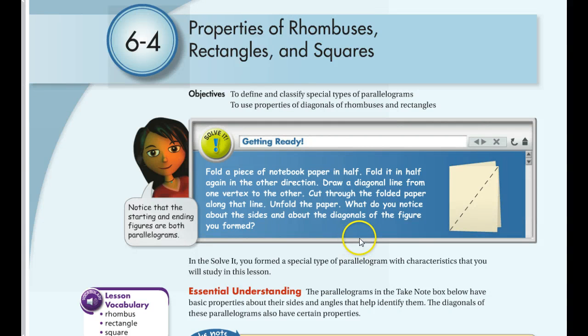Okay, well this is Mr. Pavlovsky, and we're going to do a little review of Lesson 4 from Unit 6 on the properties of rhombuses, rectangles, and squares.